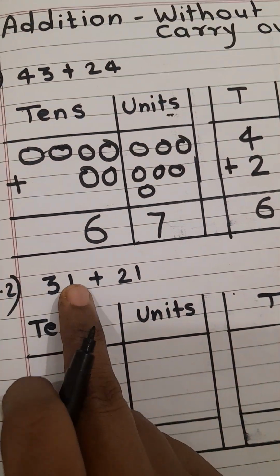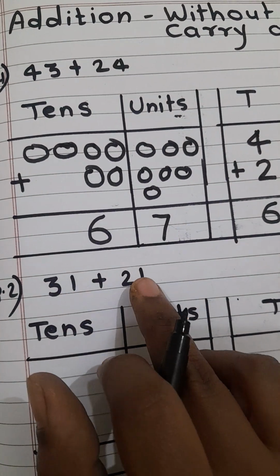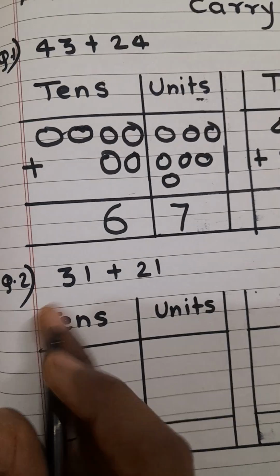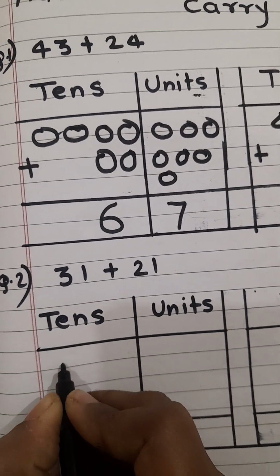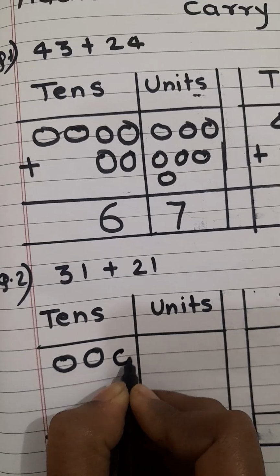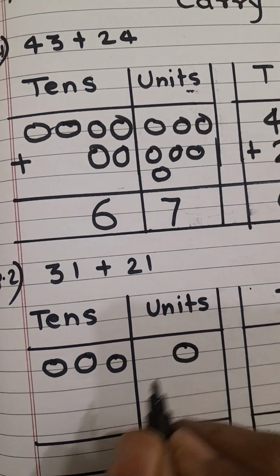In 31, how many tens are there? 3 tens are there and 1 unit is there. In 21, how many tens are there? 2 tens are there and 1 unit is there. Now in 31, you have to draw tens first. How many tens are there? 3 tens. 1 2 3. And how many units are there? 1. So you have to draw 1 unit.